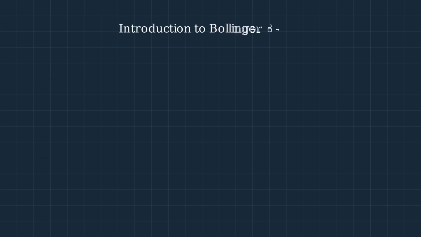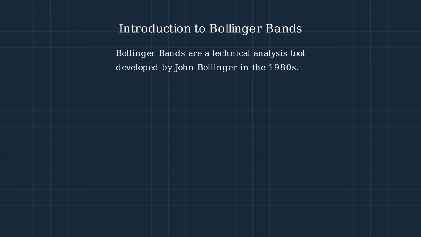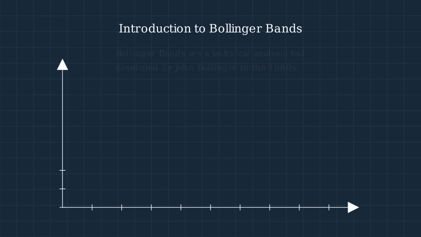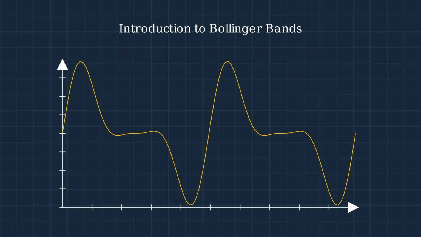Introduction to Bollinger Bands. Bollinger Bands are a popular technical analysis tool developed by John Bollinger in the 1980s. These bands are plotted around a price chart, giving traders insight into market volatility and potential price extremes.